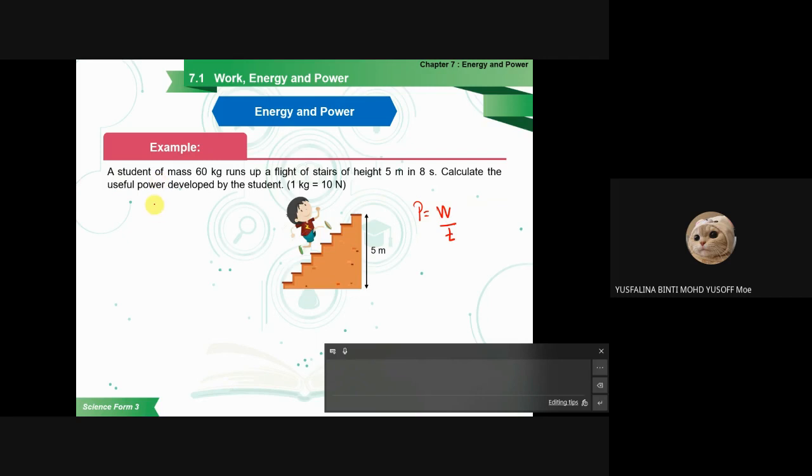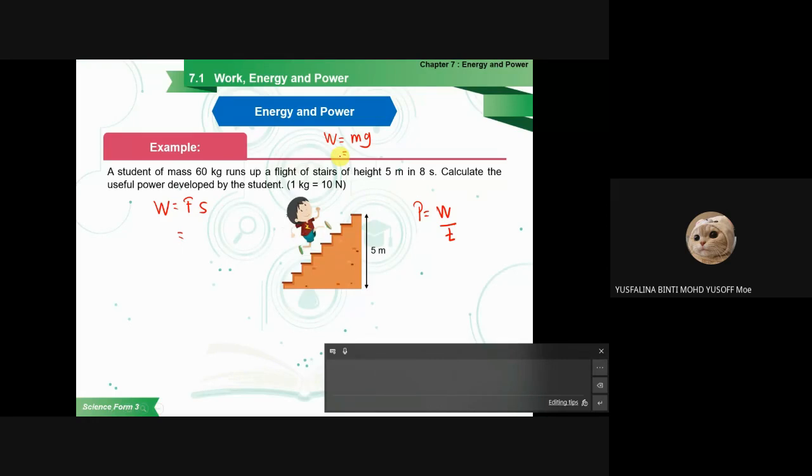We already learned just now, work is force multiplied by displacement. But the force is in Newton unit, and there is no force given here. So how do you find the force? Here the force is actually based on the mass of the student, so you have to change the mass to weight. How to change? W is equal to mg. This is the formula for weight.